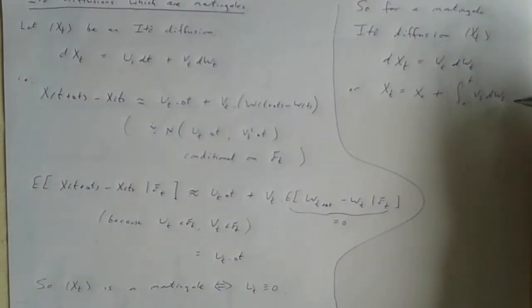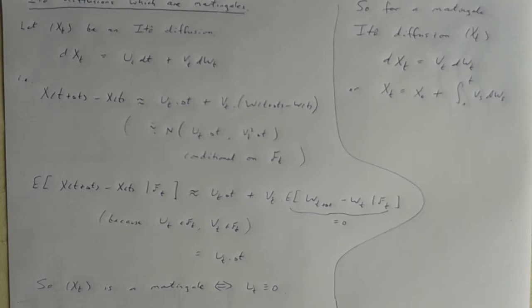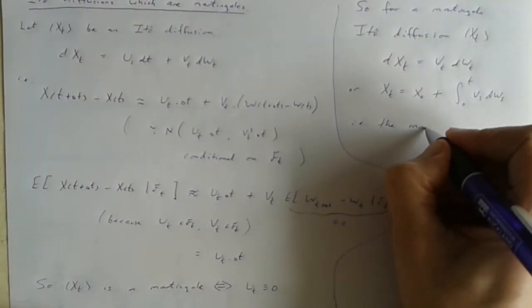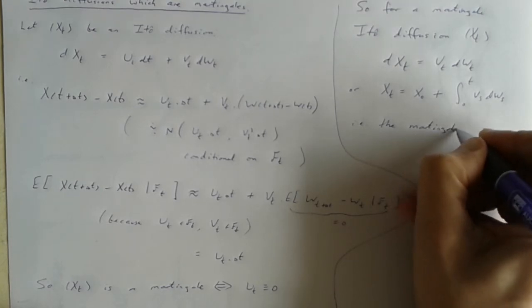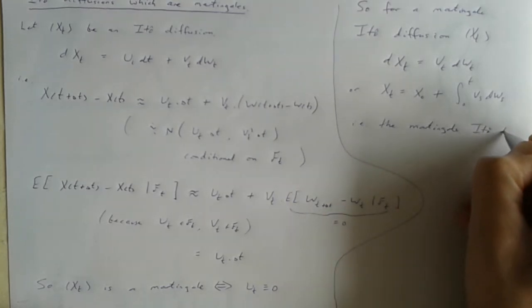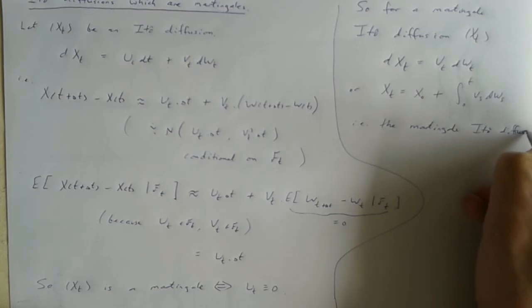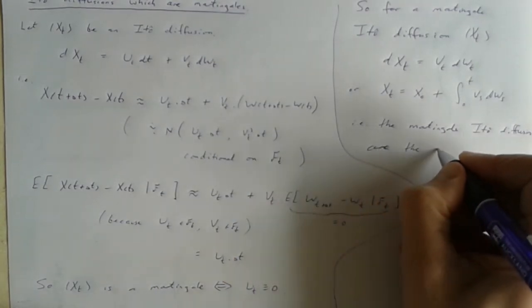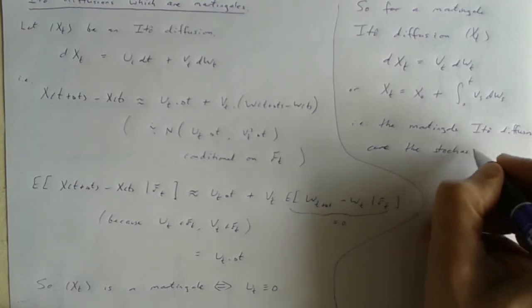This just means this. So another way of saying what it takes for an Ito diffusion to be a martingale is that it must be a stochastic integral. So the martingale Ito diffusions are these stochastic integrals.